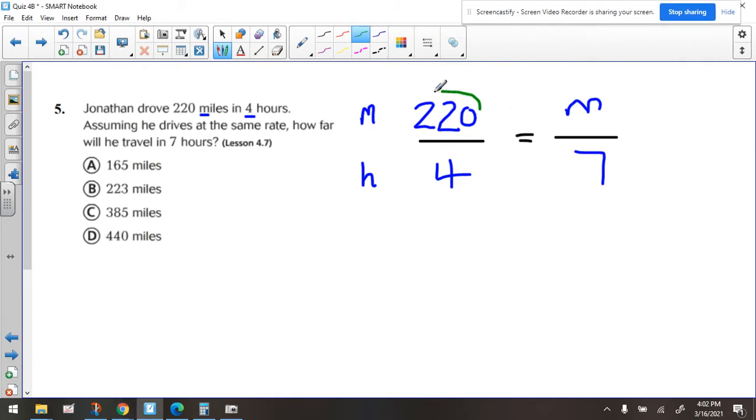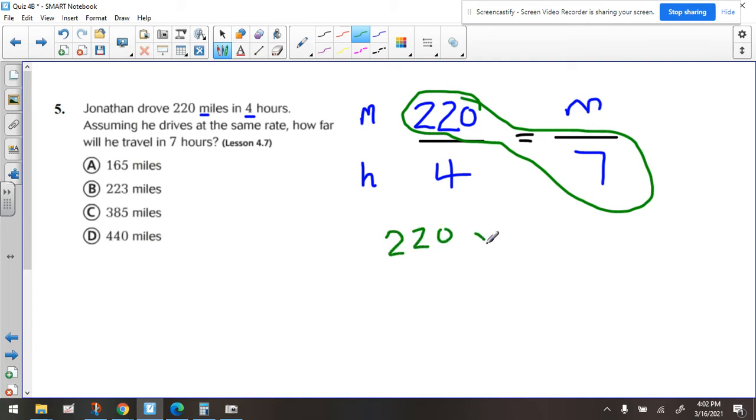If we do cross products, then we have to take these two numbers and multiply them together. So that's 220 times 7. And then we have to take these two things and multiply them together. And in the algebra world, we're going to write that as 4 times m.